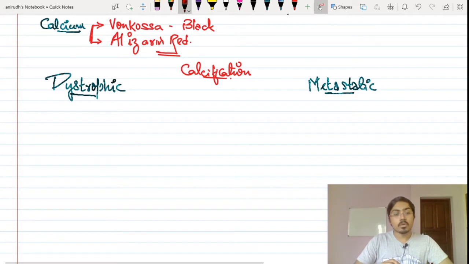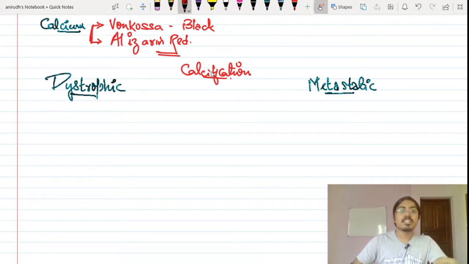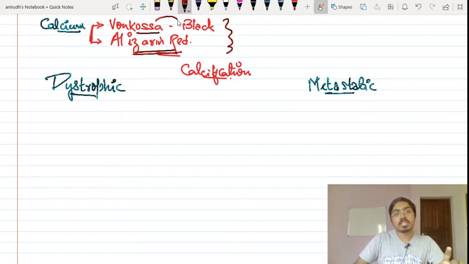Let us now begin this discussion with the stains for calcium. These are the special stains for calcium. Please make a note of this: alizarin red and von Kossa stain, and von Kossa will stain calcium as a black colored structure. And if you are using H&E staining, calcium is a basophilic structure. We are aware of that, isn't it? Alizarin red and von Kossa stain. This can be asked in the exam.